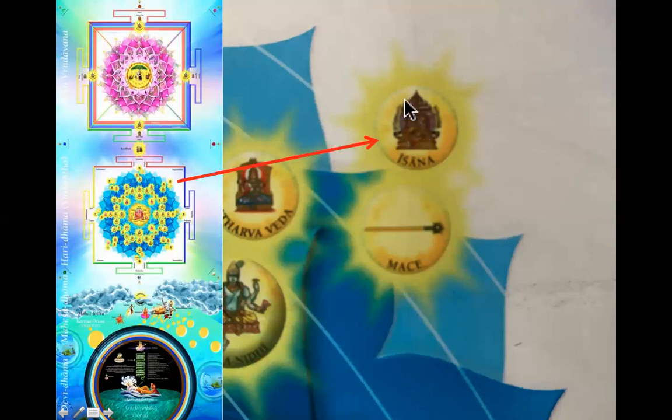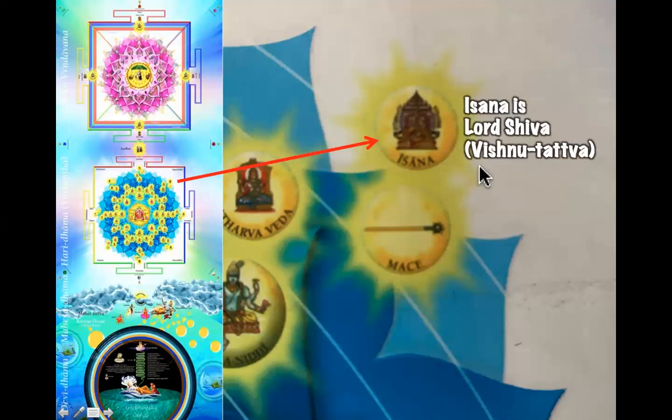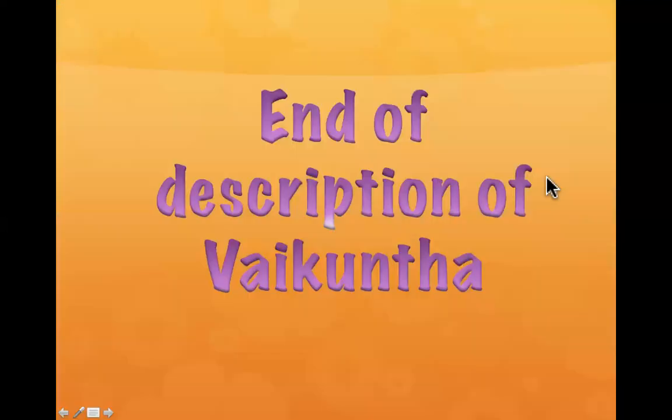This is Kailash, the abode of Lord Shiva, situated in the northeast corner of Vaikuntha. Ishan is Lord Shiva, Vishnu Tattva. So that is a description of Vaikuntha.